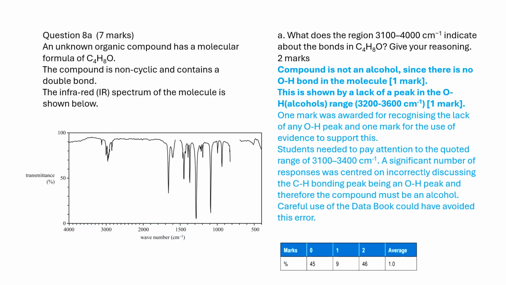The keywords are region 3100 to 4000. That means that we should focus on the information within this region. This compound contains oxygen, so it may be an alkanol. However, no OH peak is found in this region, so this compound is not an alcohol.